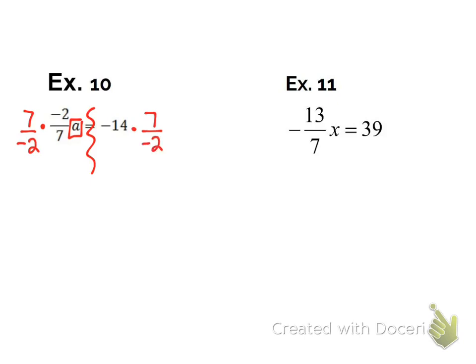To make it a little easier on myself, I could put that negative 14 over what number? 1. A 1. Okay, so on the left side, those fractions totally cancel each other out, and that was the whole purpose of it. So those 7s cancel, the negative 2s cancel. That leaves me with just my A. That's what I wanted.